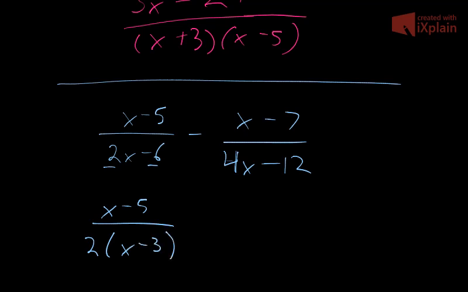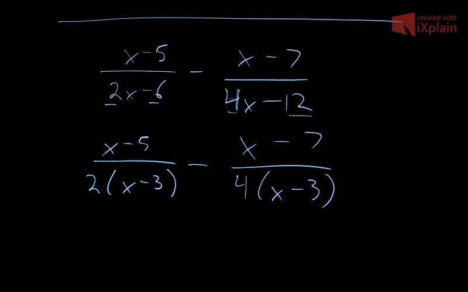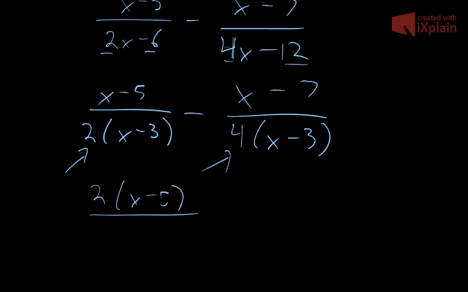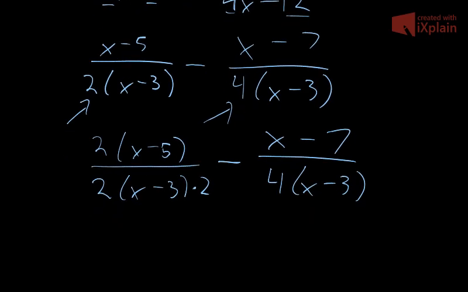So both 2 and 6 are even, so that's pretty easy to tell. Minus (x minus 7) over, I can take a 4 out of both 4 and 12, so that's going to give me 4 times (x minus 3). And looking at this, my denominators are already pretty close, so to get this one to look like that one, I'm just going to have to multiply it by 2. I'm going to have 2 times (x minus 5) divided by 2 times (x minus 3) times 2, minus (x minus 7) over 4(x minus 3). Over on this side, I know 2 times 2 is going to be 4(x minus 3), which is going to give me the common denominators I was going for.